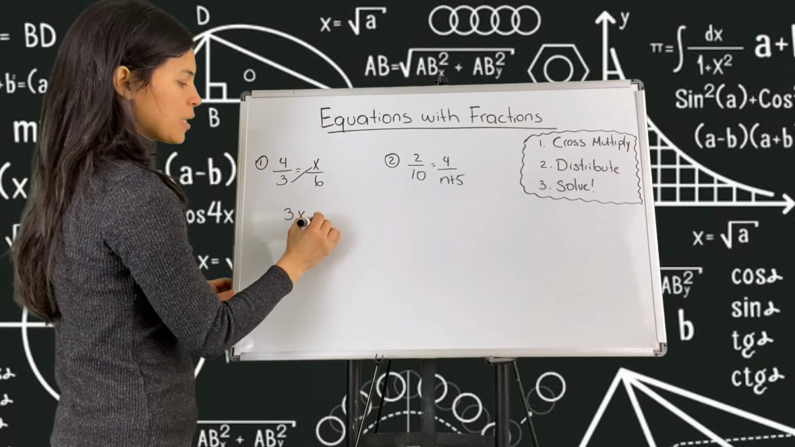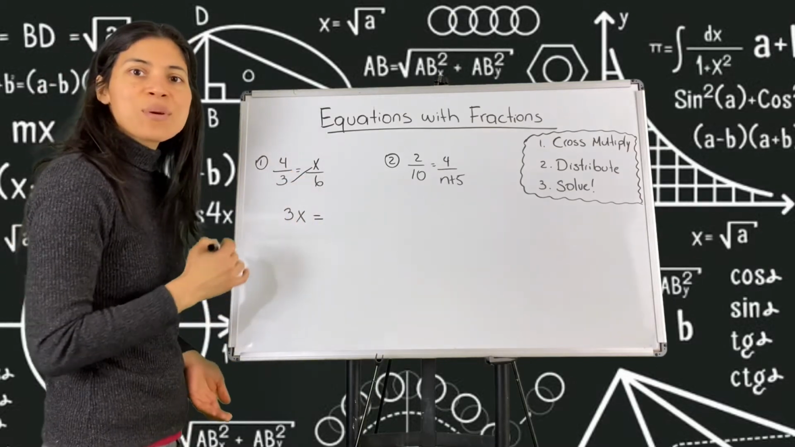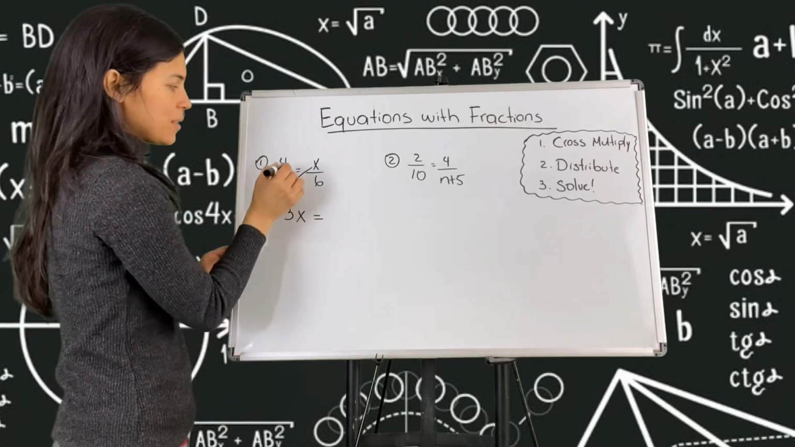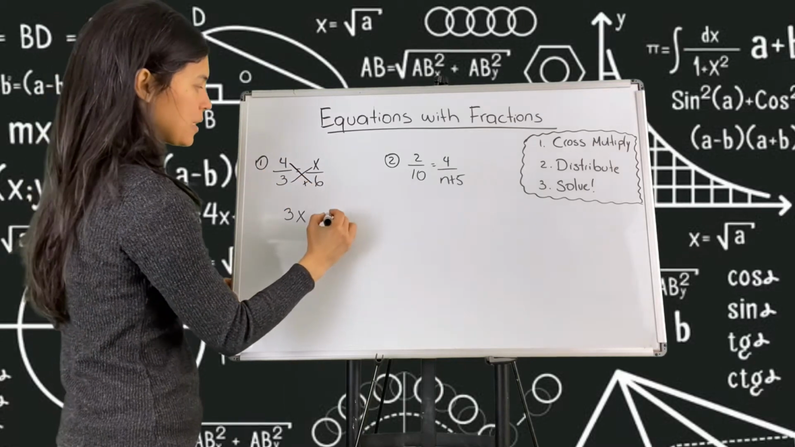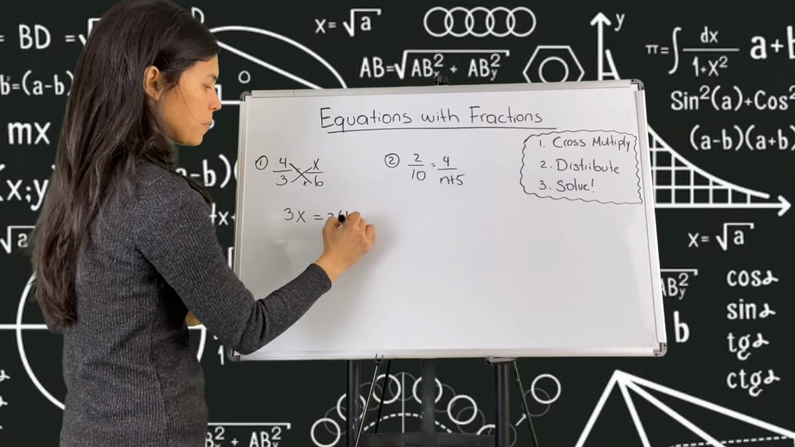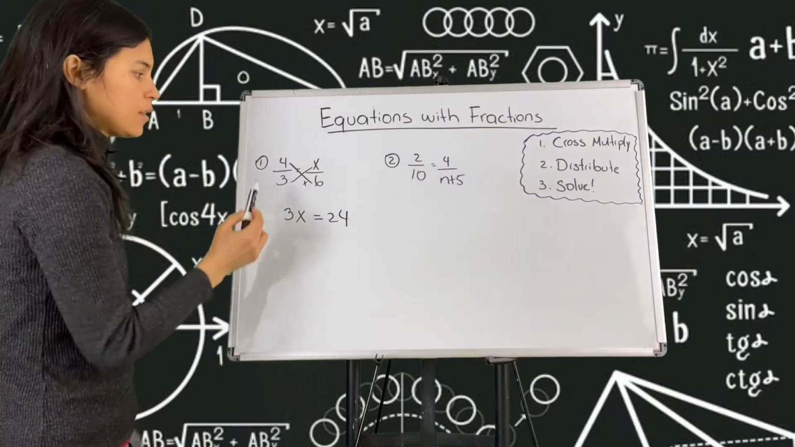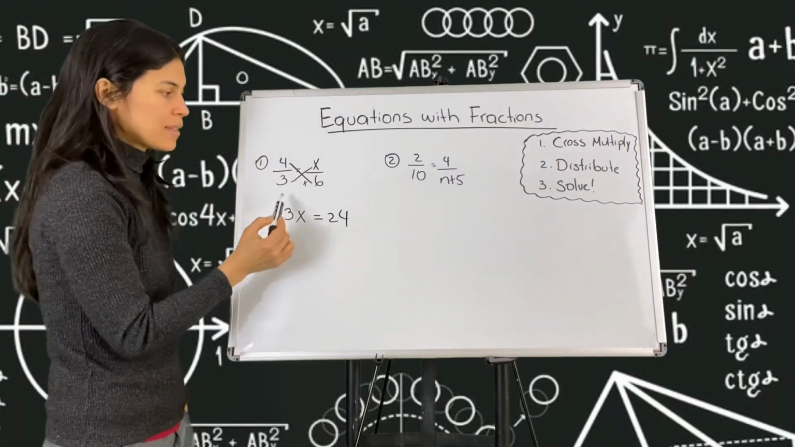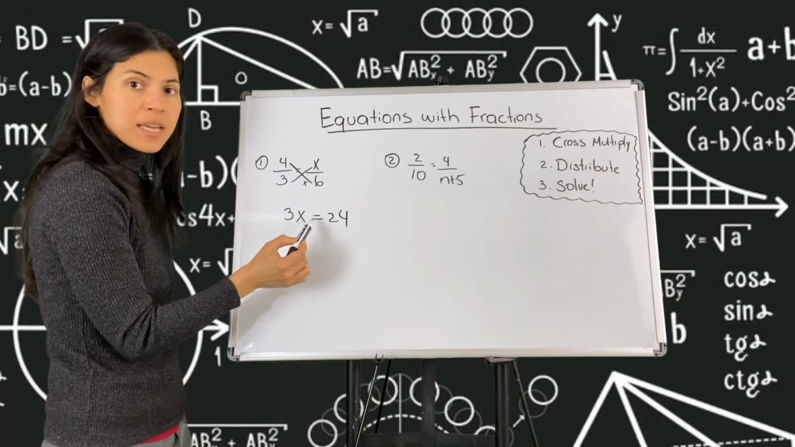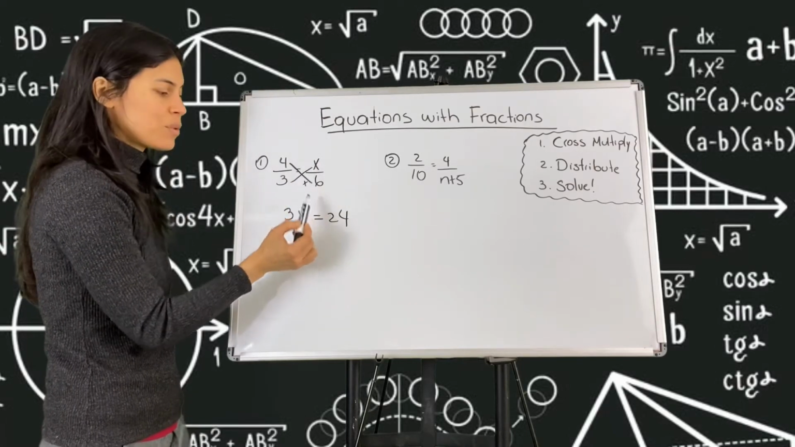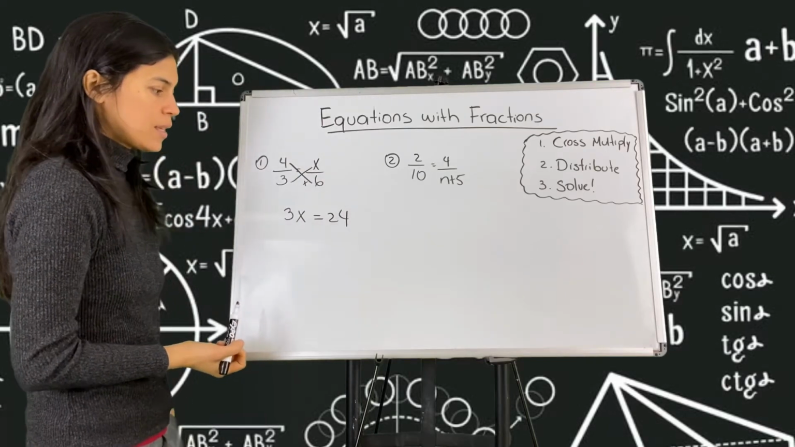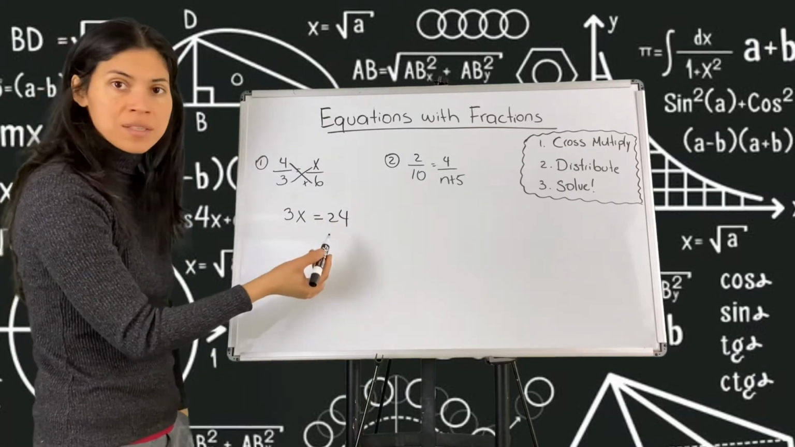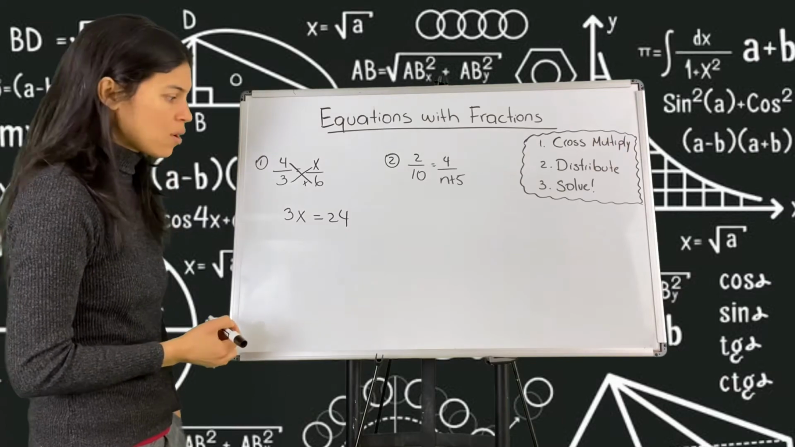Now let's put the equal sign, and now we cross multiply the other part. 4 times 6 is 24. So we cross multiply. Don't forget to put the equal. We cross multiply one side, we put equal, and then we cross multiply the other side. And now we don't have distribution here, so we can just solve.